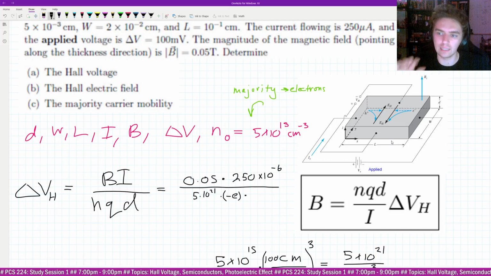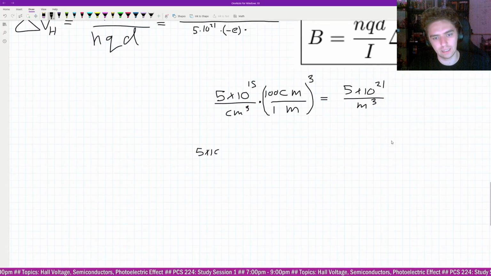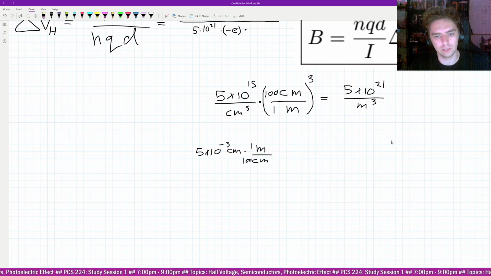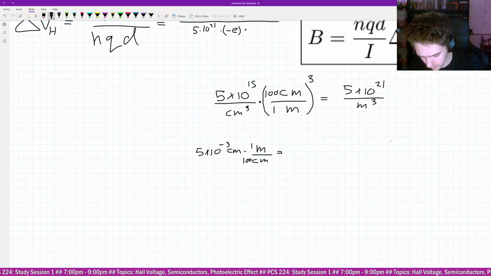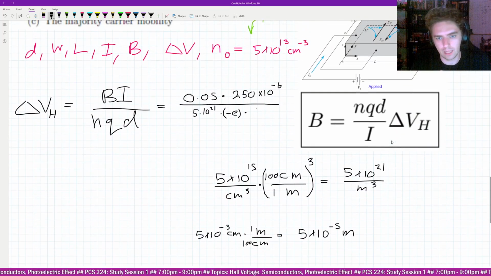And then D is the thickness in the direction of the magnetic field, which is 5 times 10 to the negative 3 centimeters. But I want that in meters. In 1 meter, there's 100 centimeters, so just divide by 100 there. 5 times 10 to the negative 3 over 100 is 5 times 10 to the negative 5, obviously. 5 times 10 to the negative 5 meters. And so I'll put that here. 5 times 10 to the negative 5.